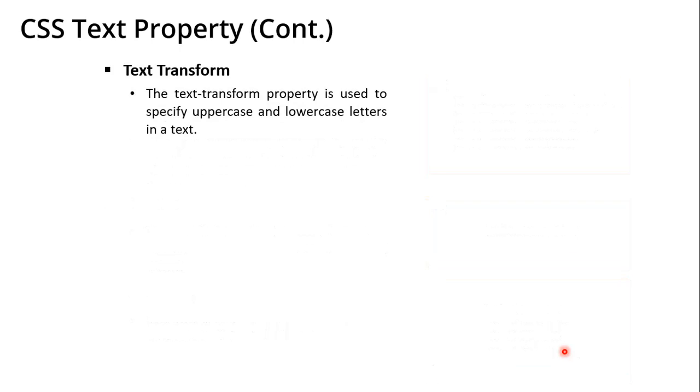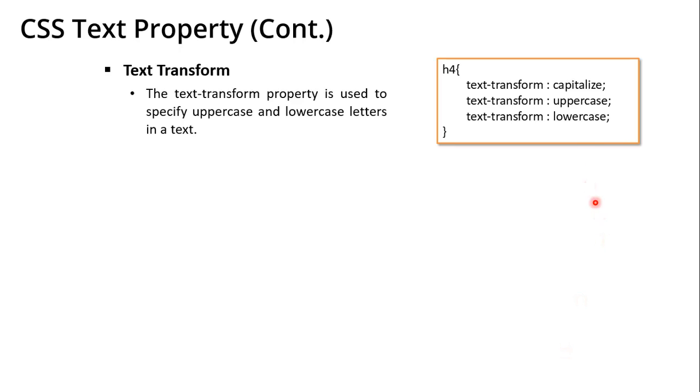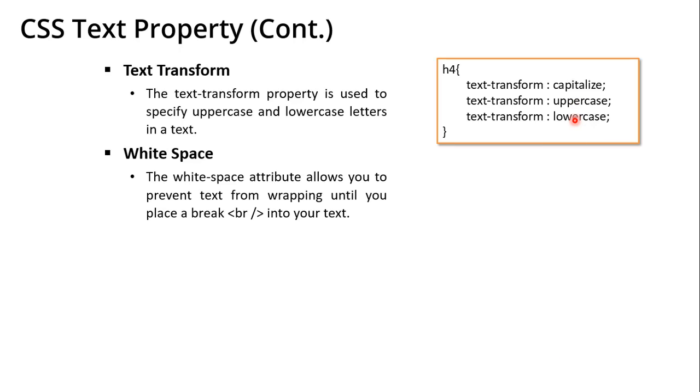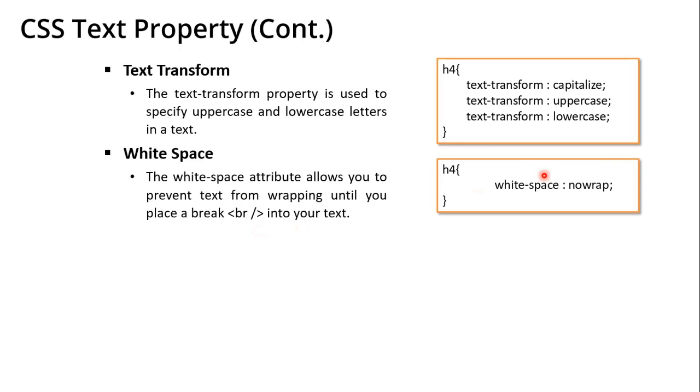Text transform. The text transform property is used to specify uppercase and lowercase letters in a text. So capitalize, uppercase, lowercase. White space. You use BR in HTML. So this is a white space.